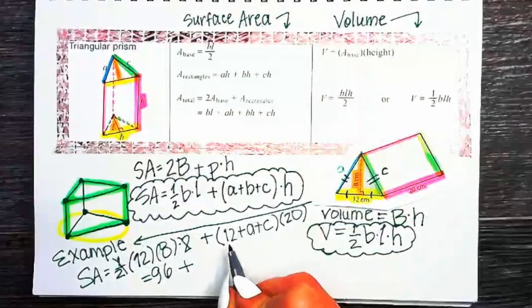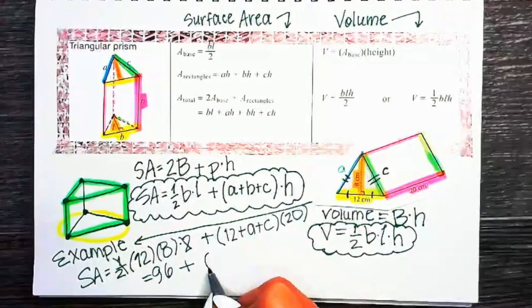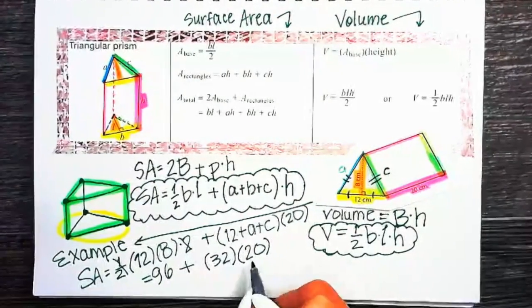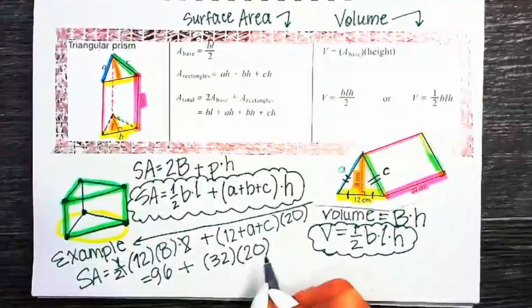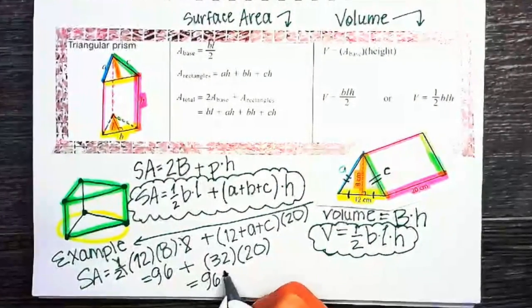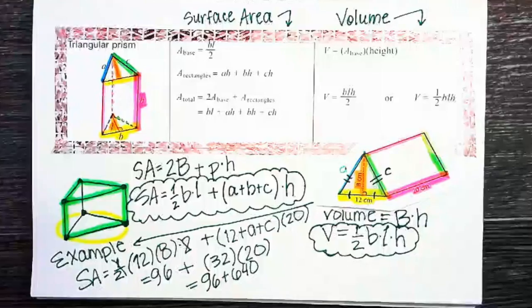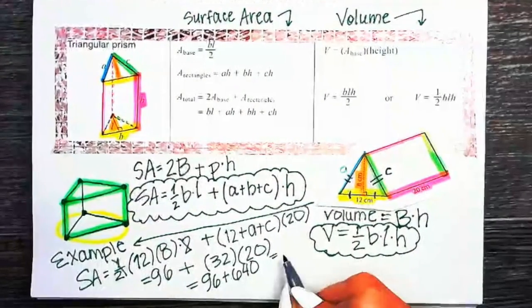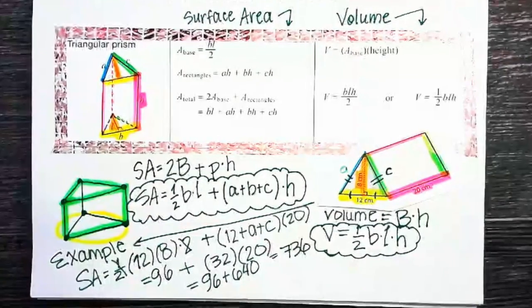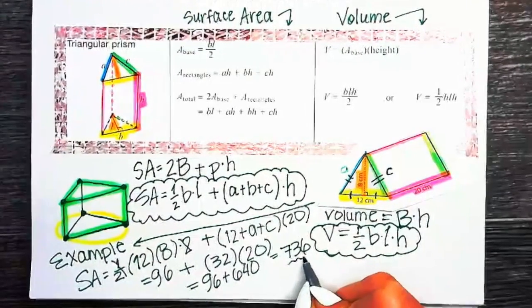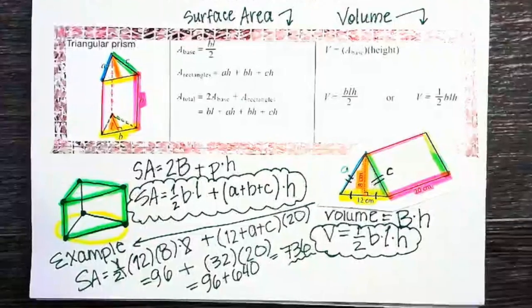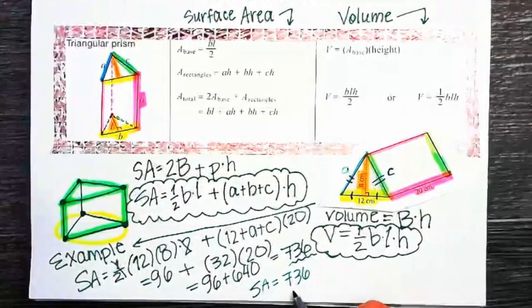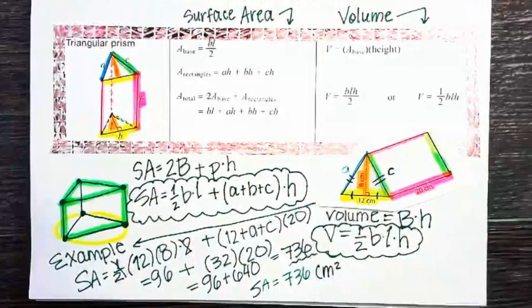10 plus 10 is 20, and 12 plus 20 is 32. 32 times 20, well, 32 times 2 is 64, so 640. 640 plus 100 is 740. Take away 4, because we're 4 short, is 736. So there is the surface area. And it would be centimeters squared.